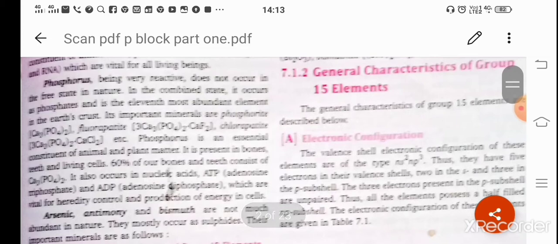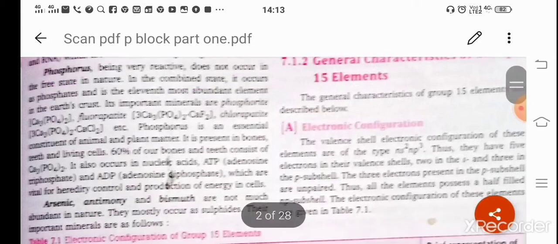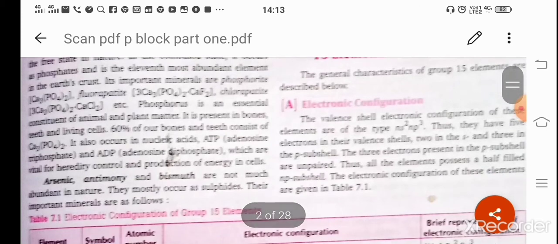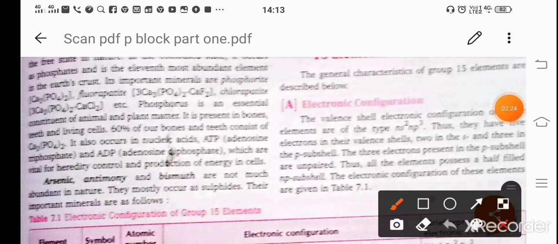They are found in both free as well as in combined state. When we talk about phosphorus, phosphorus is a very reactive element in comparison to nitrogen and does not occur in free state, so it is only found in combined state. Phosphorus is found in the apatite family, fluoroapatite, in the phosphate form, calcium phosphate, and it is an essential part of animal and plant life.